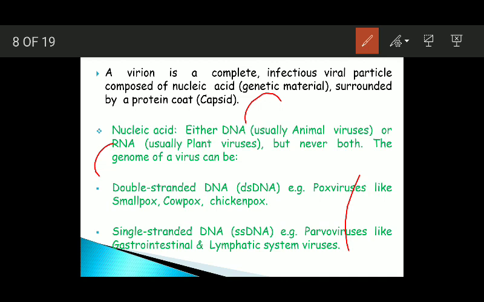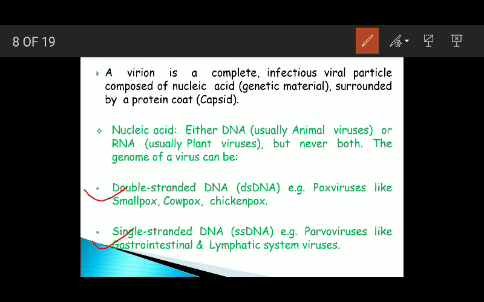And one more important thing is that viruses contain either DNA or RNA as their genetic material, but they never contain both RNA as well as DNA. This is very much important. Now, depending upon the virus types, there are four categories of viruses based on the type of genetic material present in them.